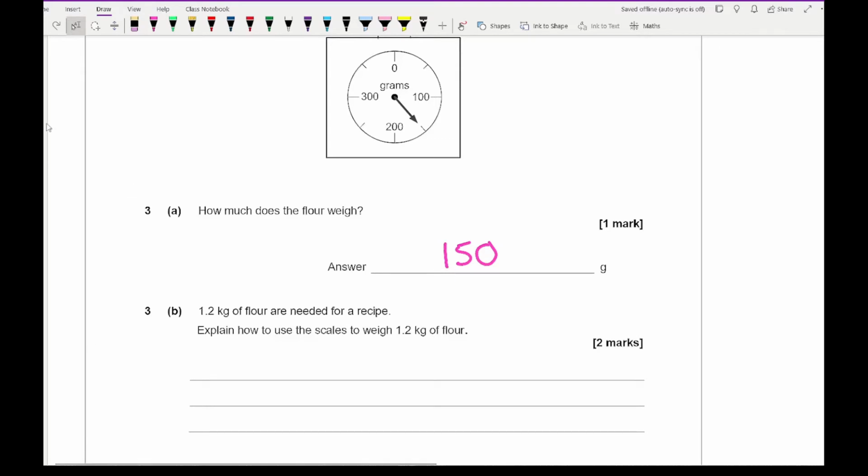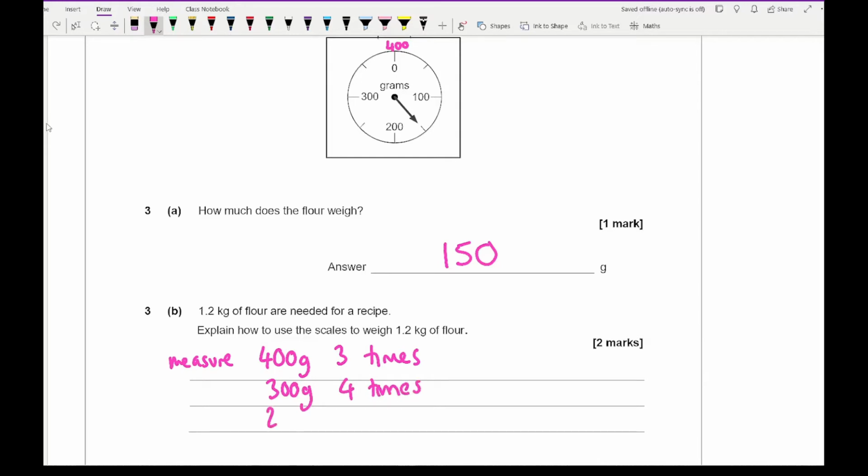Now you can see here that the scale only goes up to 300 or 400, you could say. So although it's 0, you could also have 400 if you could see that the dial has gone round 360 degrees. So there's a couple of ways in which you could answer this. You could, I would say, either go for 400 grams, so measure 400 grams 3 times, or you could measure 300 grams 4 times.